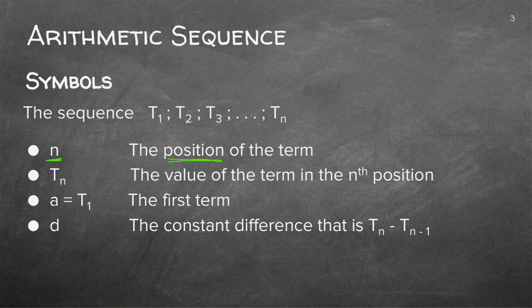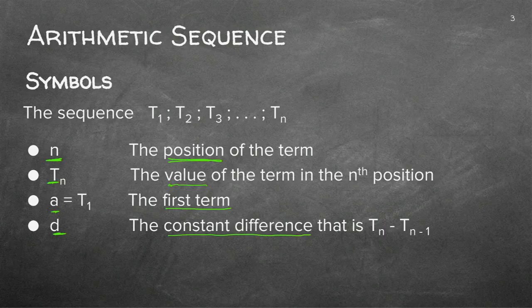The T itself is the value. The capital T is the value of the term. The little footnote only tells you which term I am talking about. If I say the term is 400, I must tell you it's the 40th term, so it will be T40. And then the A is always the first term. I'm sure you remember all of this. And the D is always the constant difference.